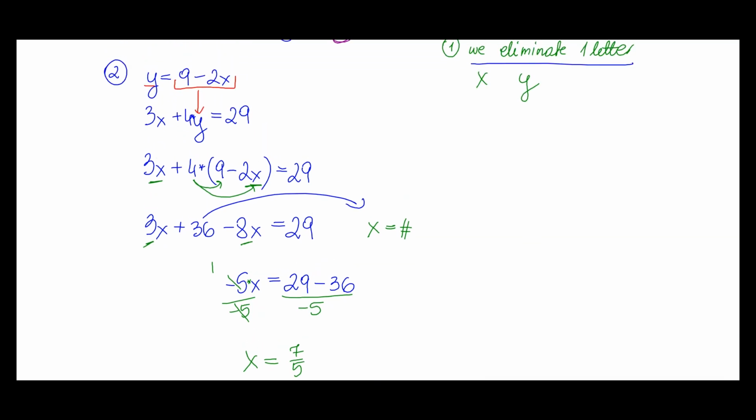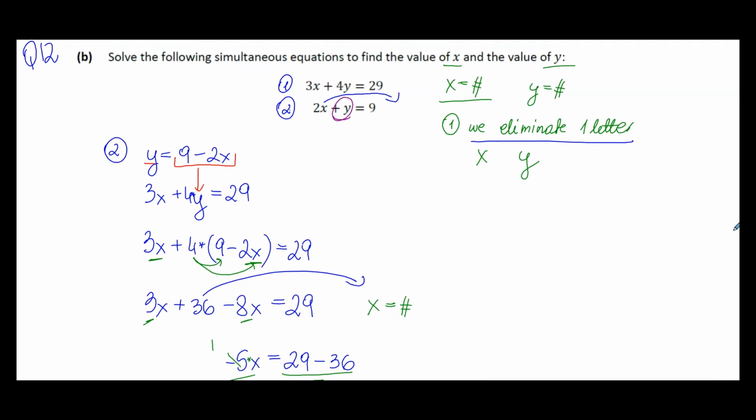Now we want to find the value of y. That value of x, I can substitute here, here, here, wherever I want. However, here, that equation is very nice and good because we want to find the value of y, so I don't have to do anything. I can say y equal 9 minus 2 multiplied by x, and we said that x is 7 over 5. And again, we put that in the calculator and we press equal, and we get that y is 31/5.